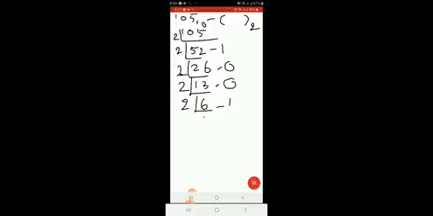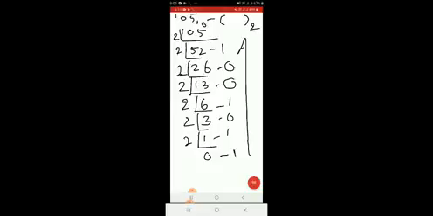So now 3 2s are 6. So 0 will be the remainder. Next 1 2s are 2, carry 1. So you continue the process according to our third step. So now we are getting 0 as quotient and 1 as a remainder. Okay, children. Now you collect the remainders from last to first.